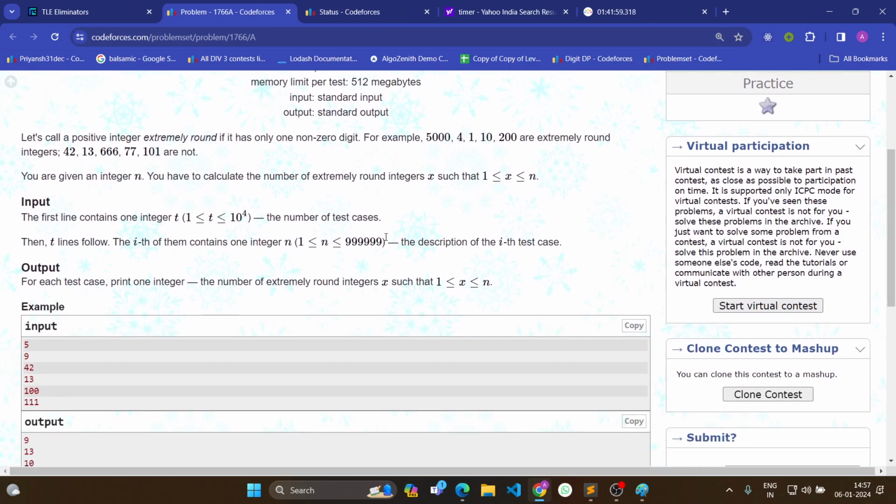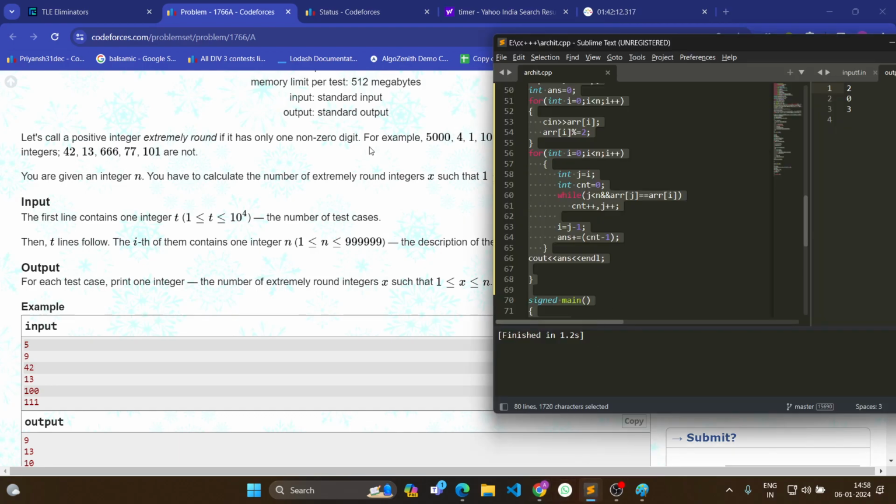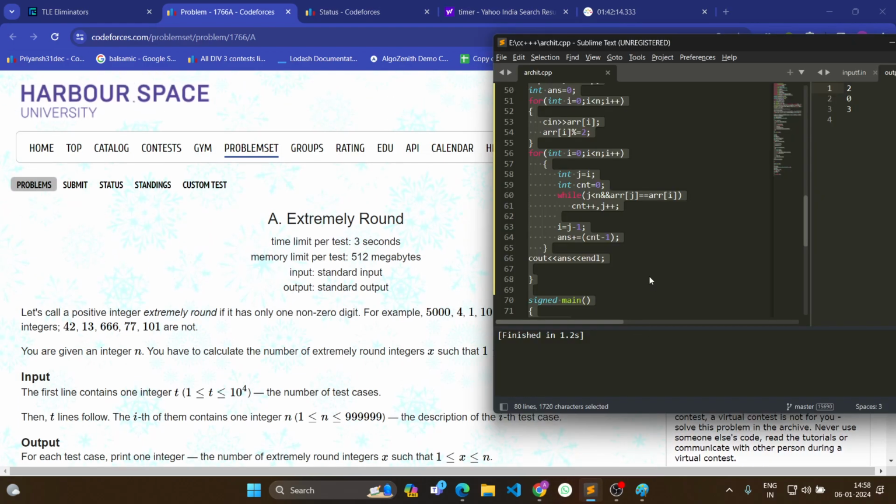It's called a positive integer extremely round if it has only one non-zero digit. For example, these are extremely round elements, one non-zero digit. Okay, हाँ ठीक है. This is div to a. Okay.